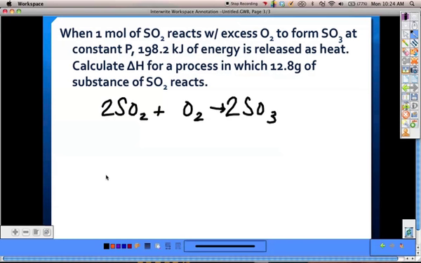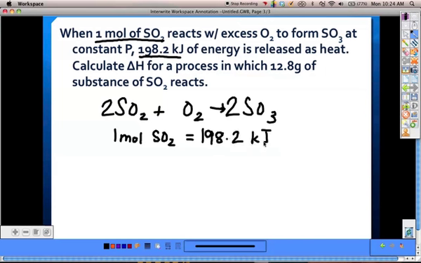Now I can start pulling this problem apart a bit. So it says that 1 mole of SO2 gives me this much energy. So I'm going to write out that conversion, because it's always good to write out what I know. 1 mole of SO2 is equal to 198.2 kilojoules.